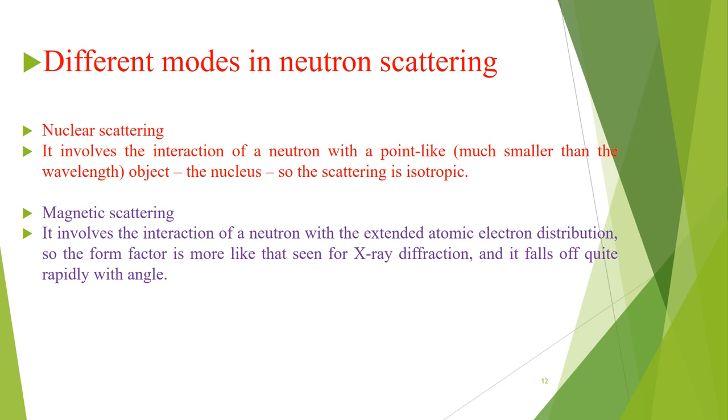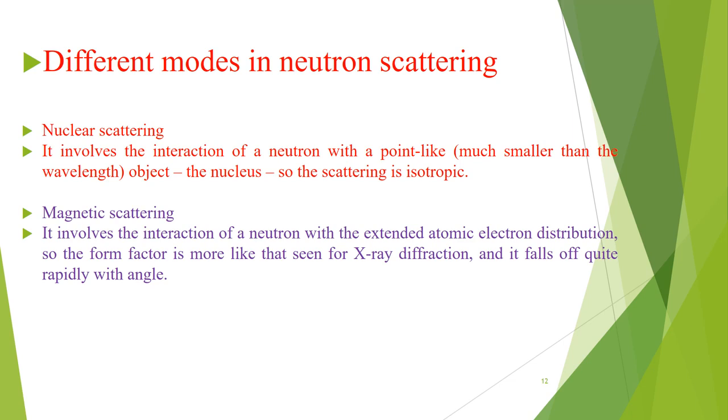Here are different modes in neutron scattering. One is the nuclear scattering. This kind of scattering involves the interaction of a neutron with a point-like object, the nucleus, much smaller than the wavelength. So the scattering is isotropic.